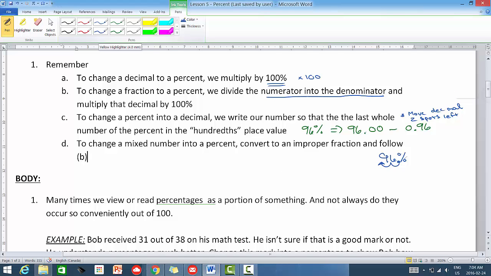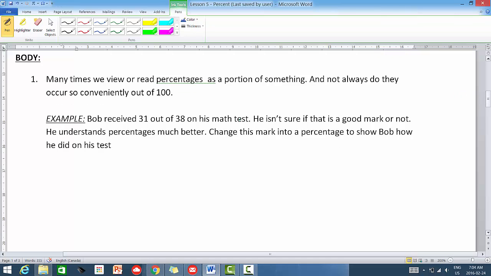Okay, so let's start here. Many times we view or read percentages as a portion of something, and not always do they occur so conveniently out of 100. So for example, 31 out of 38 is not quite an easy one to see how much of a percent that is. Bob received 31 out of 38 on his math test. He isn't sure if that's a good mark or not. He understands percentages much better. Change this mark into a percentage to show Bob how he did on his test.